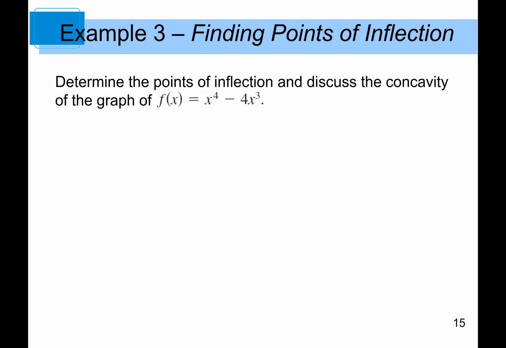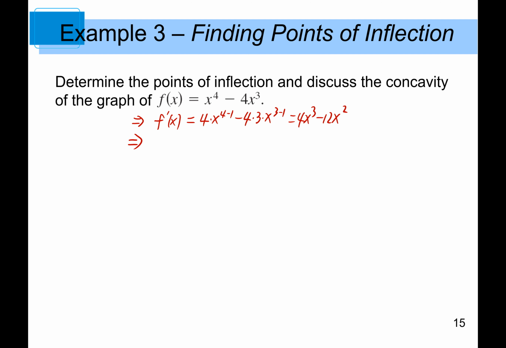Example 3, finding points of inflection. Determine the points of inflection and discuss the concavity of the graph of f of x equals x to the fourth minus 4x cubed. In order to figure out the point of inflection, we have to find the second derivative. So first we find the first derivative. We apply the power rule: 4 times x to the 4 minus 1, minus 4 times 3 times x to the 3 minus 1. So we end up with 4x cubed minus 12x squared.